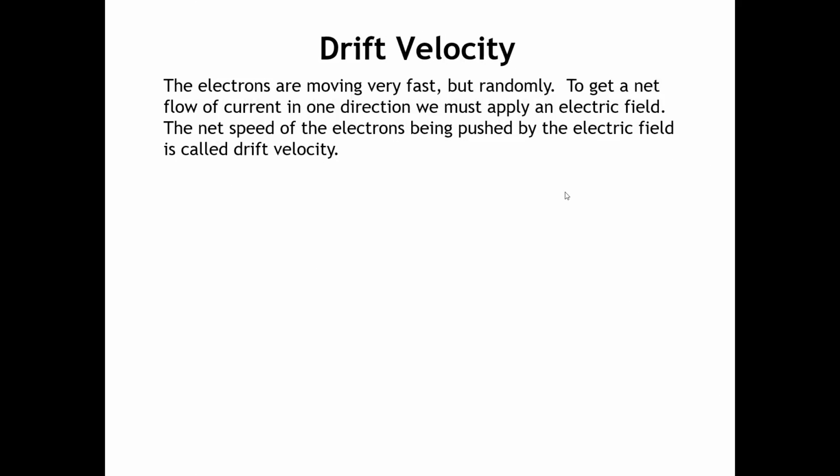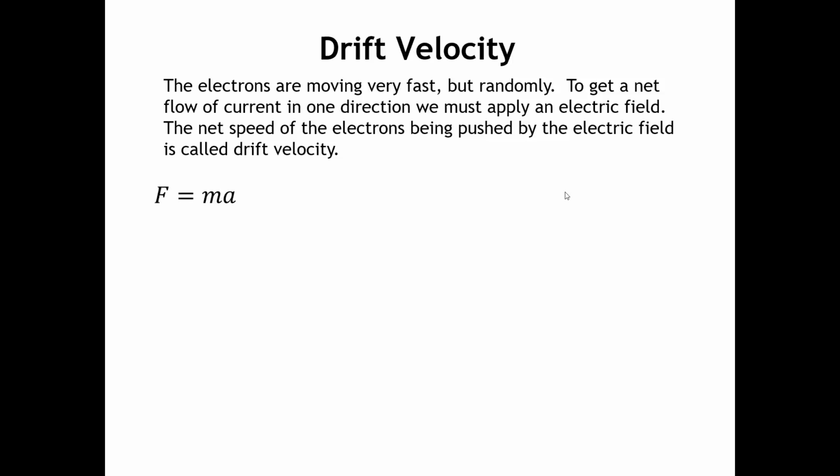Okay, now let's apply an electric field and see if we can get a flow of current. Right? We want to talk about conductivity, and so if we want to get conductivity, we have to apply a driving force to get that conductivity, and that driving force is an external electric field. What we're really interested in is not so much how fast the electrons are going, but what's their net speed in the direction in which the electric field is pushing them. That we call the drift velocity.